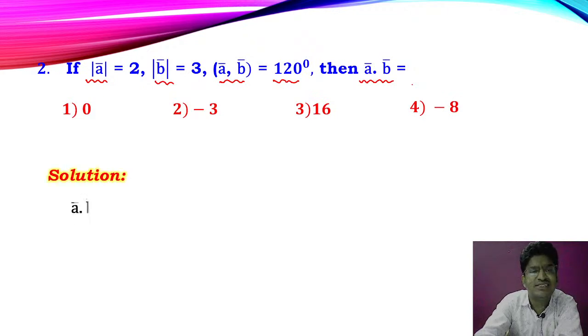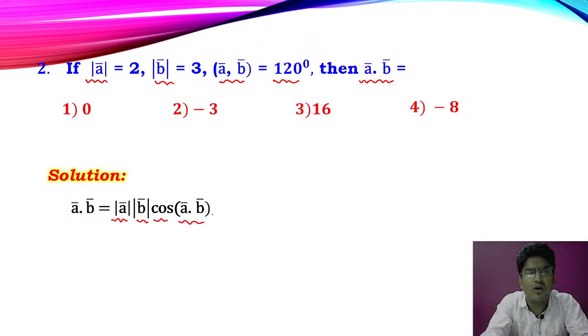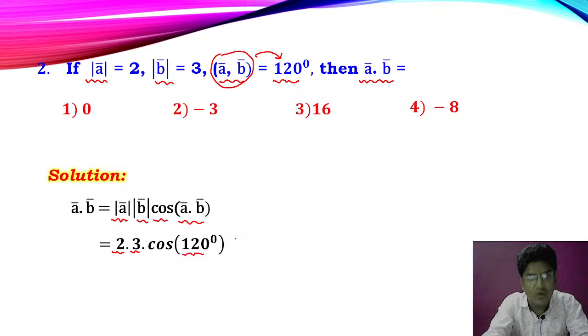So here you can see A dot B is nothing but mod of vector A, mod of vector B, cos of the angle between vector A and vector B. Clear? So here you just see mod of A is 2, mod of B is 3, and the angle between A and B is 120 degree. Now we have to simplify this. Okay.